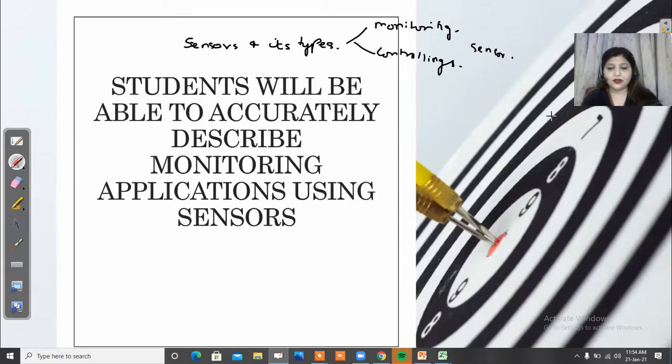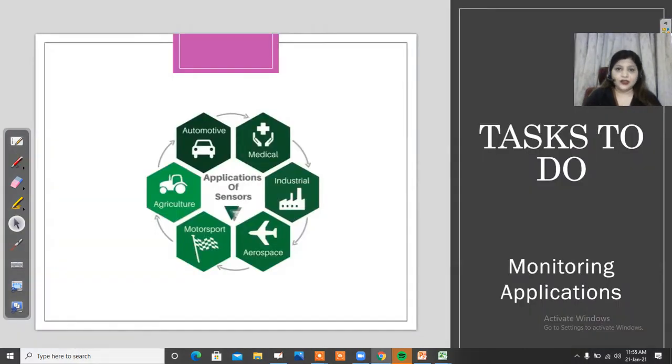So moving ahead, the thing we have to understand before understanding what exactly we mean by monitoring applications is, where do we use sensors? Children, intentionally, unintentionally, knowingly, unknowingly, we are using sensors everywhere, starting from automatic push buttons and anything that you use in your daily life. It may be the medical field, the industrial field, aerospace and motorsport, any other sport, agriculture and automotive.